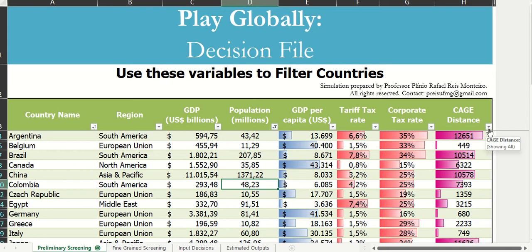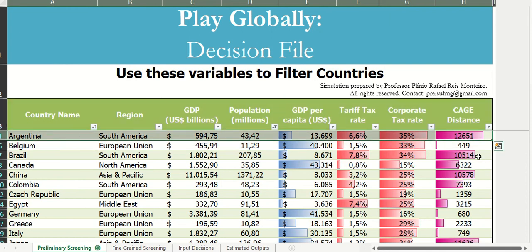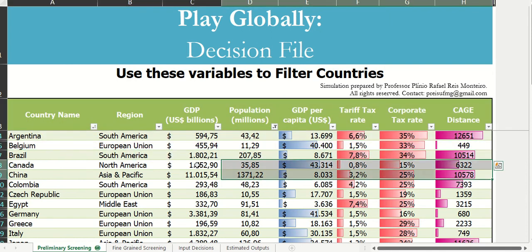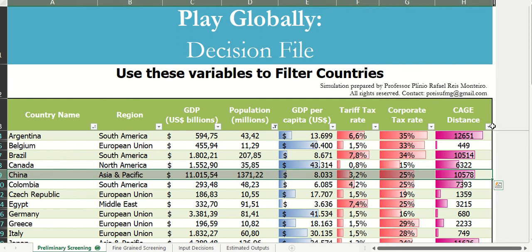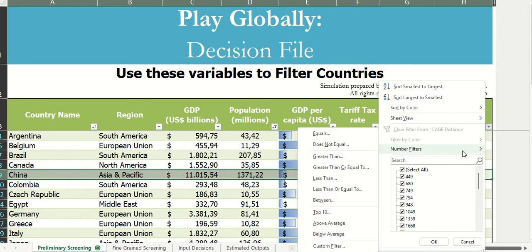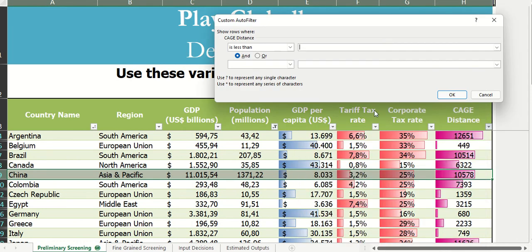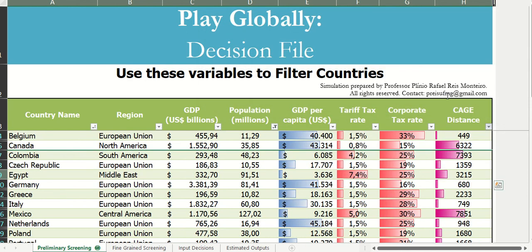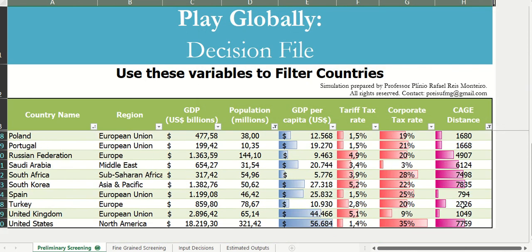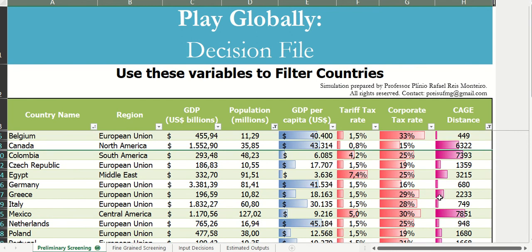For instance, I know that the higher the CAGE distance, the worse for my business. So what I can do, I can narrow this list. I can select some countries that are not so far away from mine in terms of CAGE distance. Let me say, I'm going to click with the left button. And I'm going to select here number filters. And now I want to select countries with less than a given number. For instance, let me say 80,000.